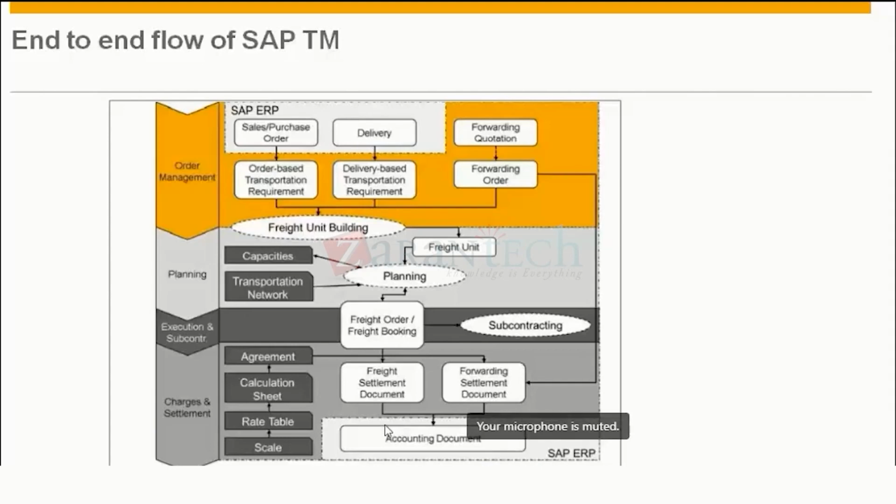With this, the entire flow comes to an end. If you see, you have the order, meaning you have placed the requirement for TM, you have done the planning, you have done the execution, and now you pay the carrier and settle up the books of accounts.